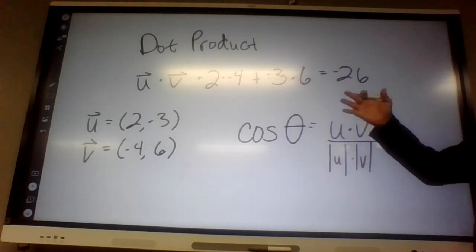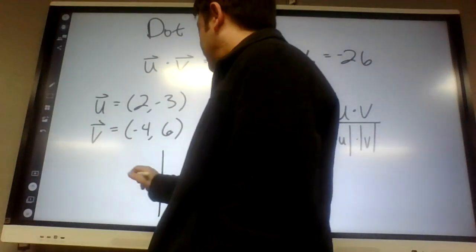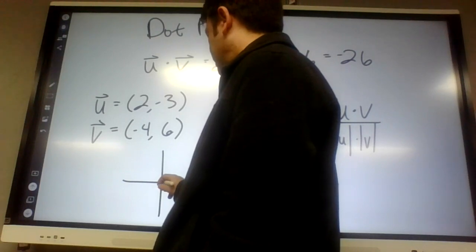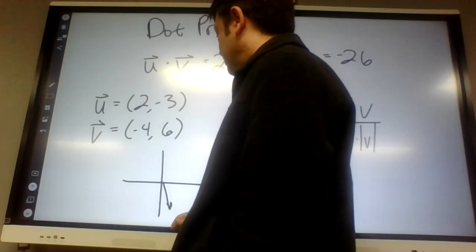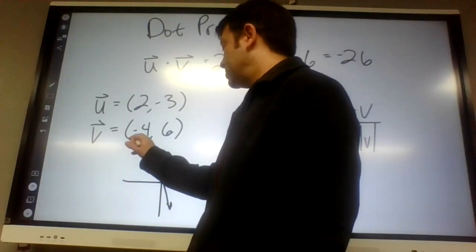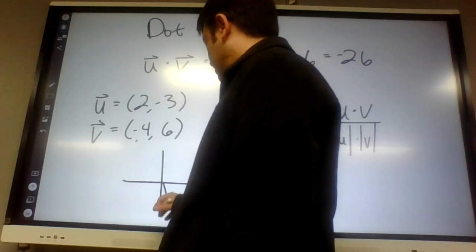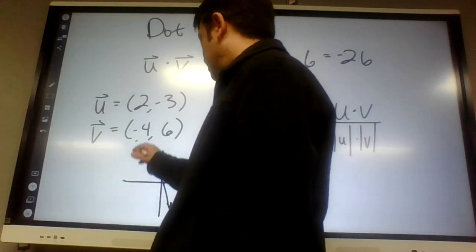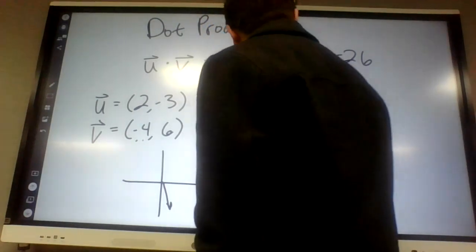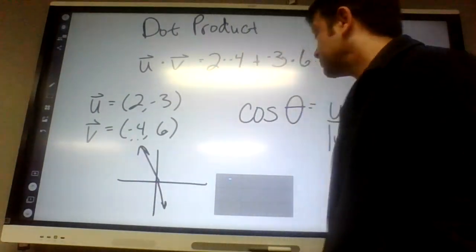All right, so let's do this as an example. U and V, if I did a little sketch, maybe we can make a guess here. 2, -3 looks about like that, because it goes right 2 and down 3. -4, 6, yeah, it's going to be a large angle. Actually, that'd be exactly 180 degrees. Yeah, it'd be exactly 180. Let's do it anyway. -4, 6 looks kind of like that.